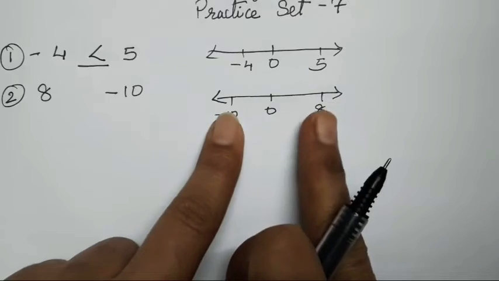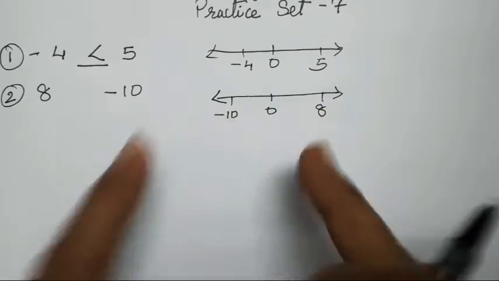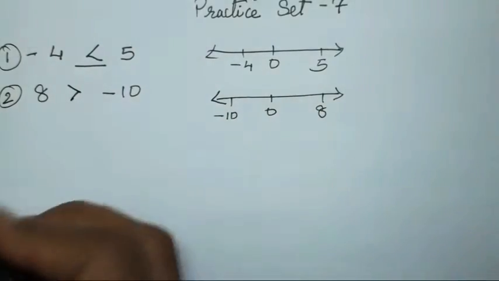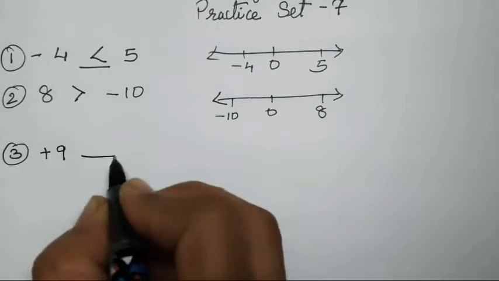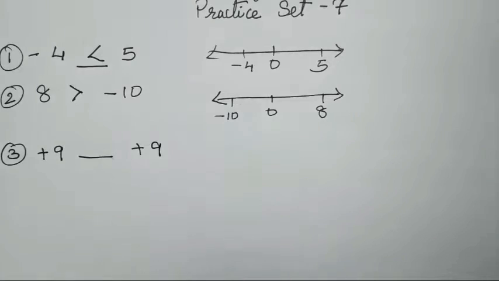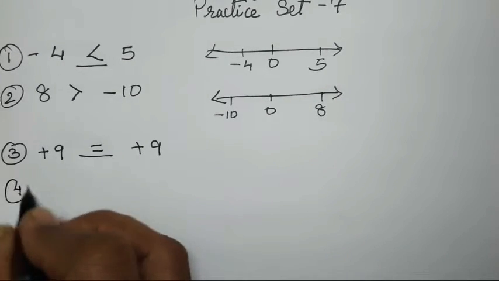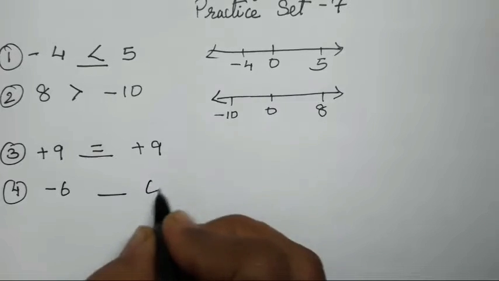Okay, Q because it is to the right hand side of the given number. So 8 will be greater. Next, the third one we will write plus 9 and plus 9. So both are equal. So equal wala sign. Fourth one is minus 6 and 0.